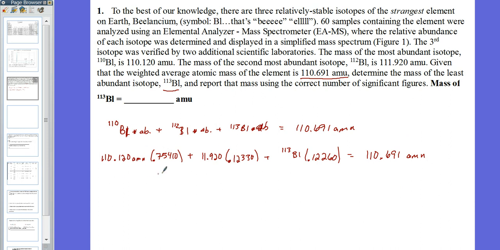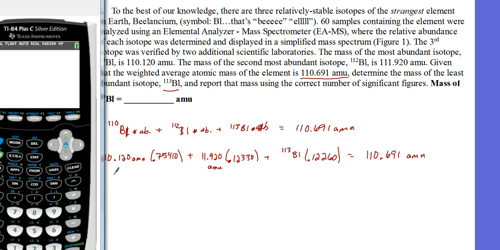So now we can go ahead and get these first two added together. I'll just pull up my calculator. There's 110.120 times 0.75410, and then you have that number, which will be reported to 5 sig figs: 1, 2, 3, 4, 5. Since I see right away that this is going to be 5 sig figs also, and it's not going to change anything too much, I'll add to that answer.